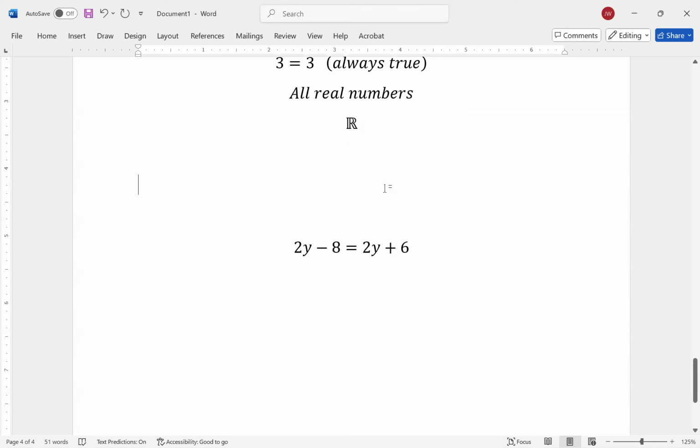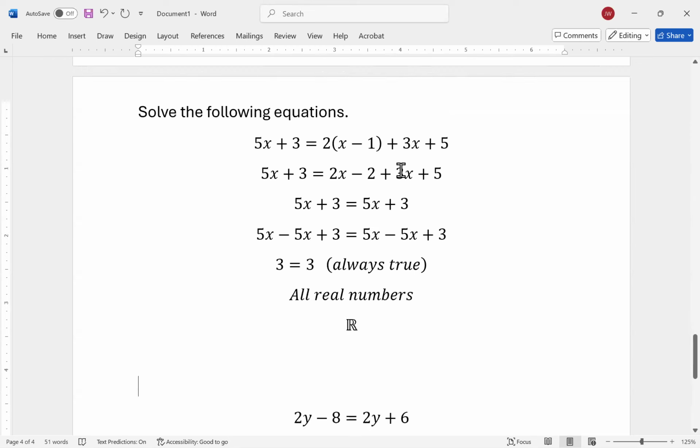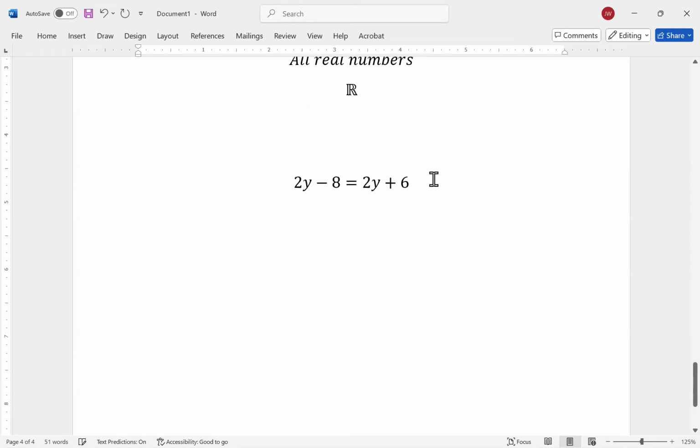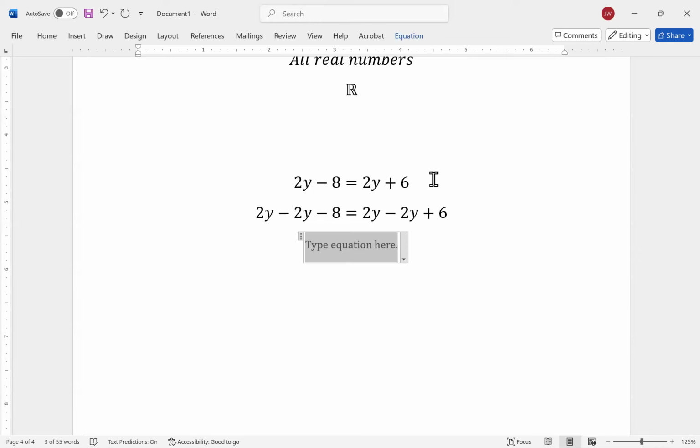Let's look at the next equation. Now, we're not going to do as much with this next equation because I think people see what's going to happen. Since both sides are as simplified as I can make them, I would get rid of the 2y on one side, and therefore I'd have to get rid of the 2y on the other side as well. And I would end up with an equation that says -8 is equal to 6. Now, in the real numbers, that is never true.